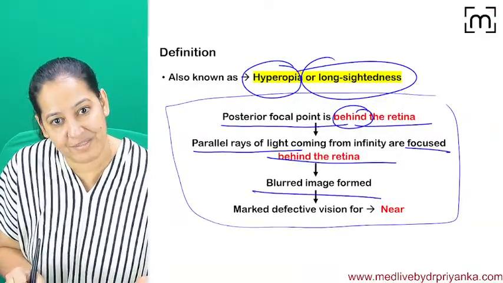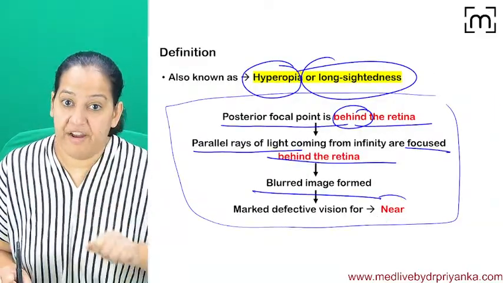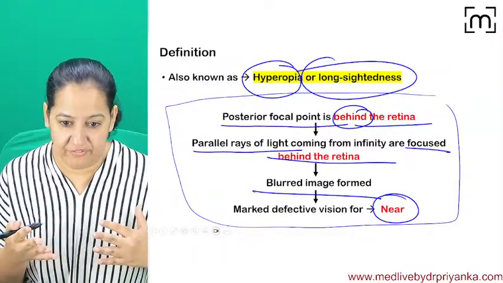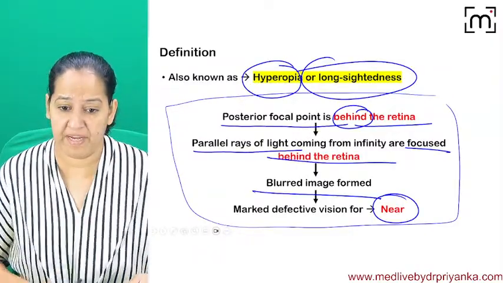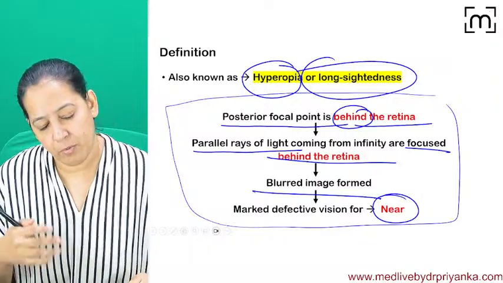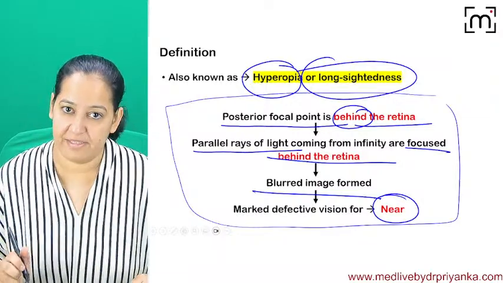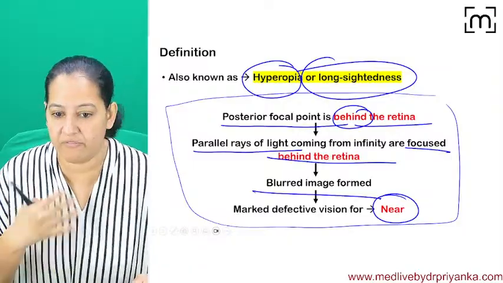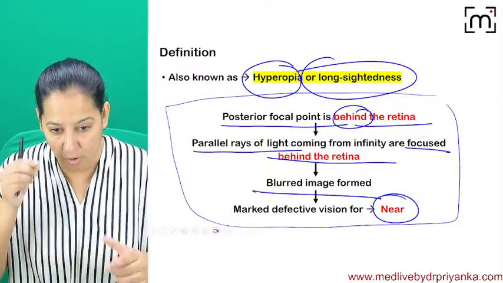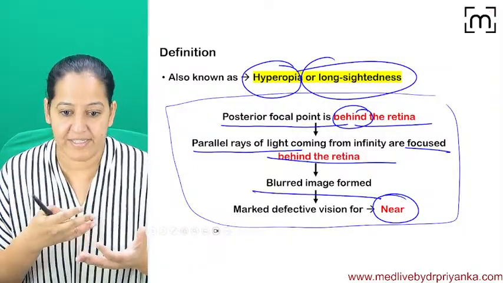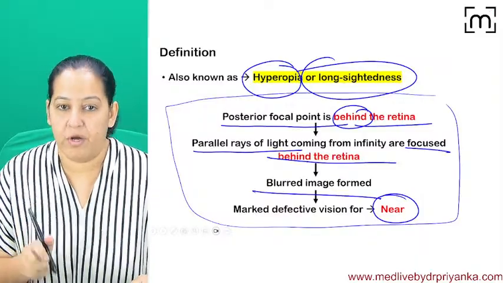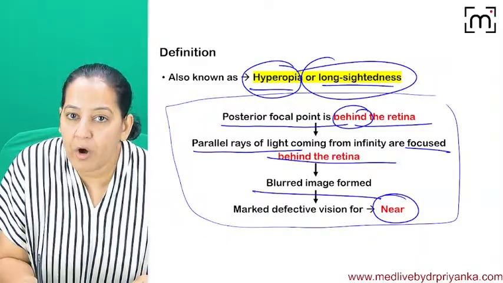So a blurred image is formed and there is a defect of the near vision. It is usually seen in old age after 50 years. So most of our parents, my both parents have this, or grandparents. It is a marked defective vision for the near vision, not for the far vision. Whenever my mother wants to read any book or my father wants to read something, they use glasses for that. So this is hypermetropia, also known as hyperopia or long-sightedness.